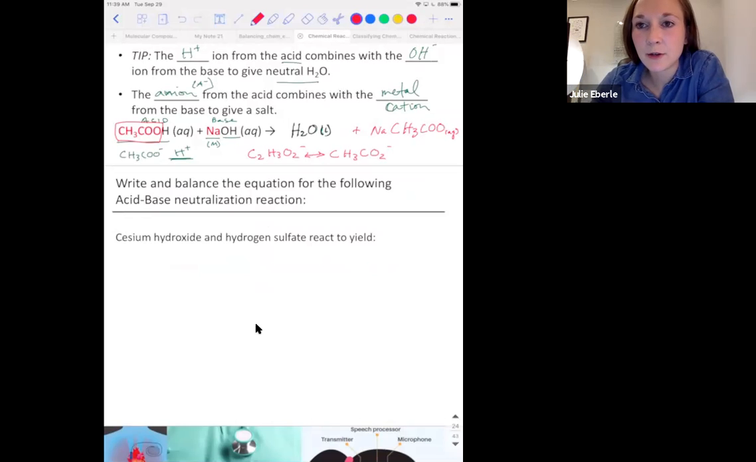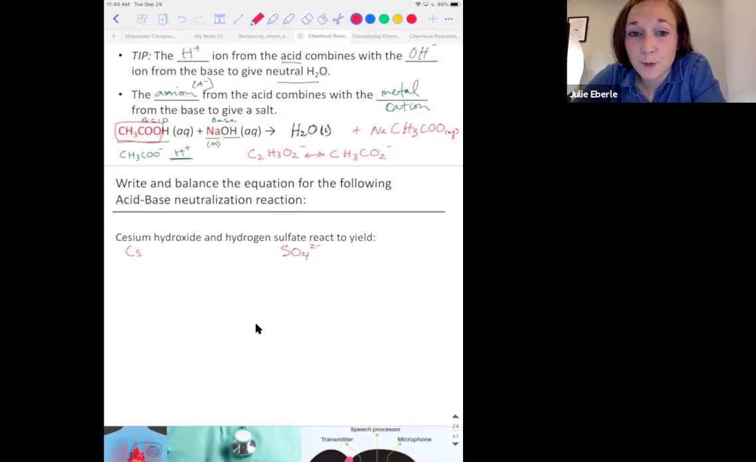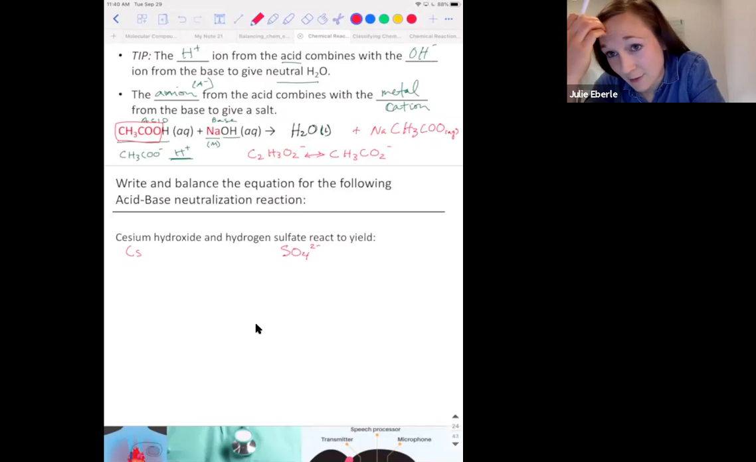Cesium hydroxide. If you need a periodic table, grab one. Cesium is Cs. Sulfate, you should know, is SO4, 2 minus. So you need to be brushed up on your rules for writing ionic compounds. Remember, I said chemistry is something that builds on itself. So if you were no bueno with chapter 3, chapter 5 is going to be exceptionally hard.